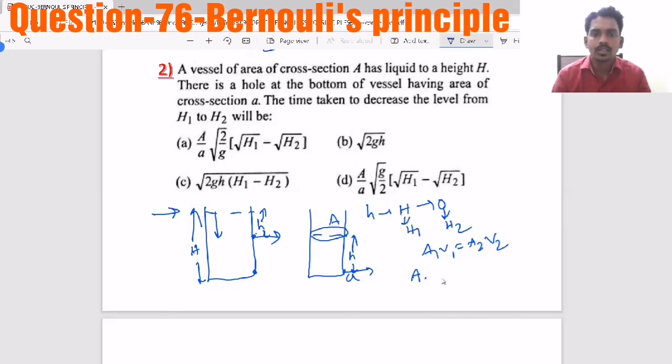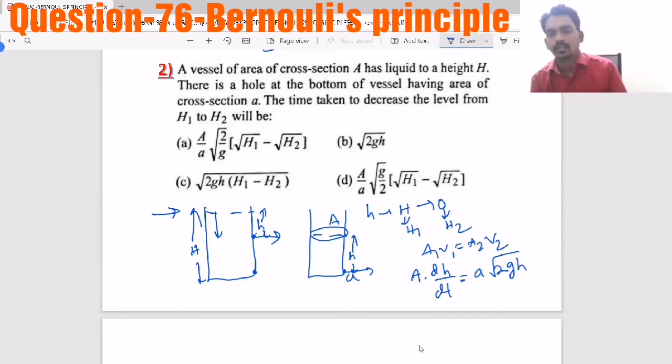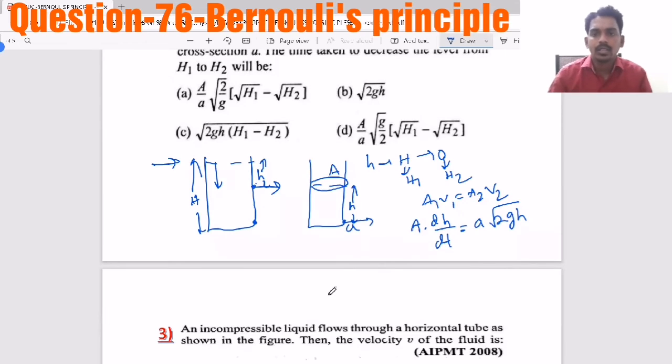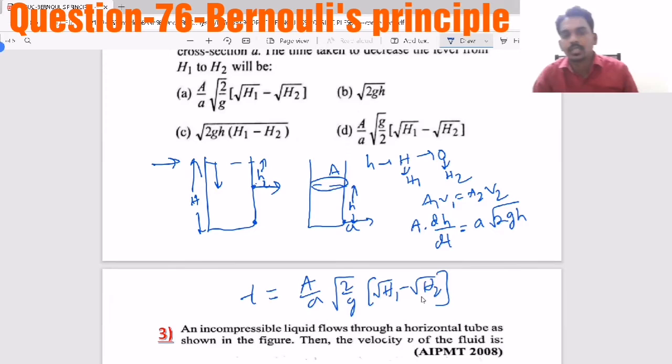V1 is velocity, the rate of decrease in height, and A2 is this one. Now this is A dH by dt equal to a into V2, and V2 is root 2gh. Then if you take the integration, the time taken to reduce the level from H1 to H2 will become A by a into root 2 by g into (root H1 minus root H2). Initial level H1 and the final level H2.